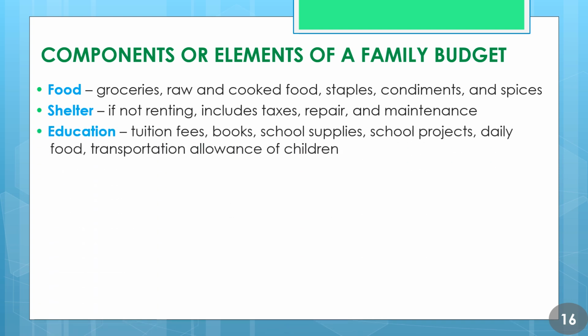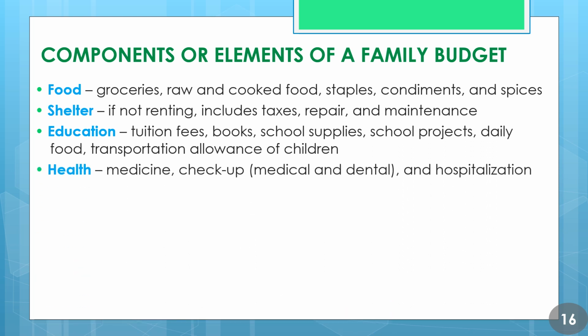Shelter, if not renting, includes taxes, repair, and maintenance. Education, this includes tuition fees, books, school supplies, school projects, daily food transportation allowance of children. Health, like medicine, checkup, like medical and dental, and hospitalization. This is considered one of the most important items that need to be prioritized.